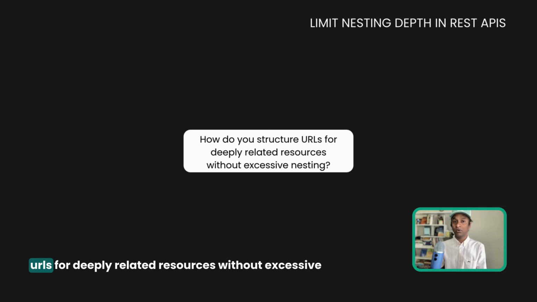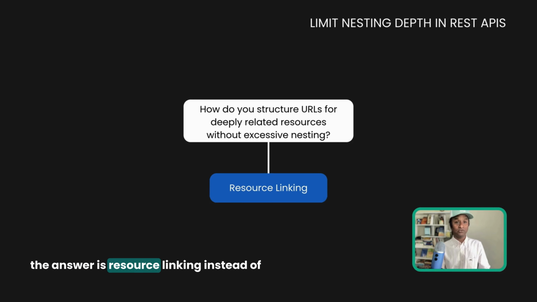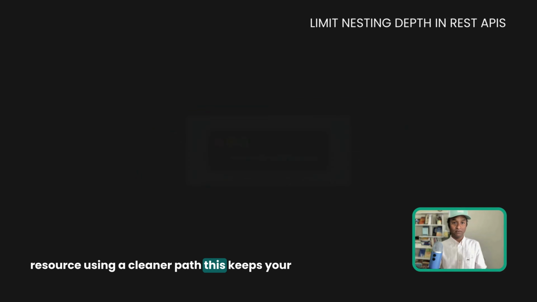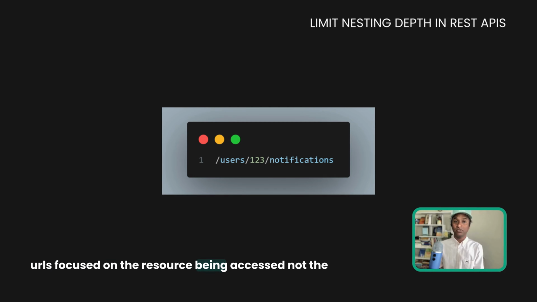How do you structure URLs for deeply related resources without excessive nesting? The answer is resource linking. Instead of going deep like this, you link directly to the relevant resource using a cleaner path. This keeps your URLs focused on the resource being accessed, not the entire hierarchy above it.